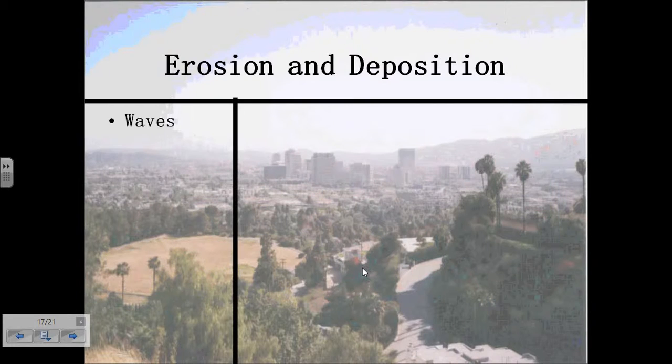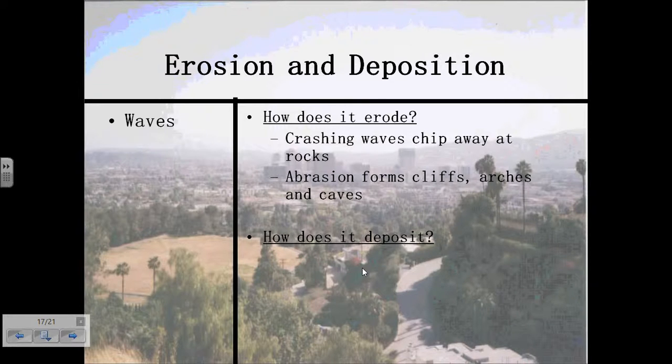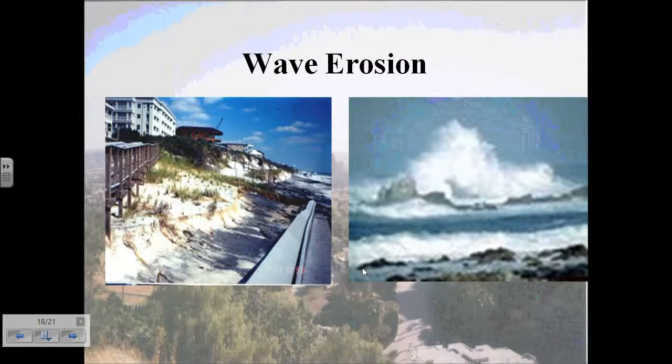Now, in another case of erosion and deposition, waves can erode things by crashing and chipping away at rock substances. This also causes abrasion, and this abrasion leads to cliff formation, arches, and caves. Now, how does it deposit? It carries particles from one location to the shores where they are deposited. And so that covers how erosion and deposition are affected by waves.